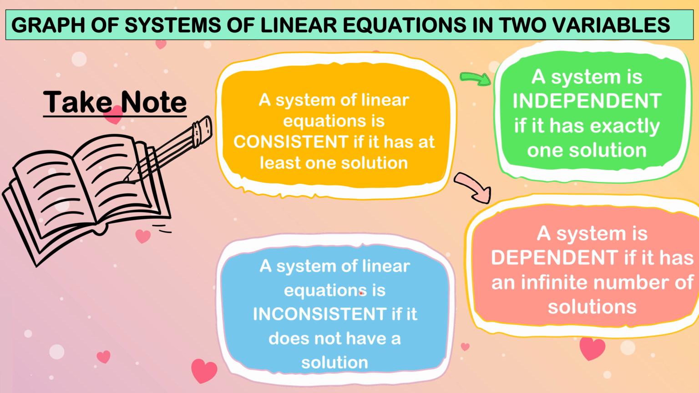A system of linear equations is inconsistent if it does not have a solution. Okay, katulad nung ating example kanina, yung parallel lines, they did not intersect. That's why they don't have a solution. At yung system na yon ay tinatawag nating inconsistent.